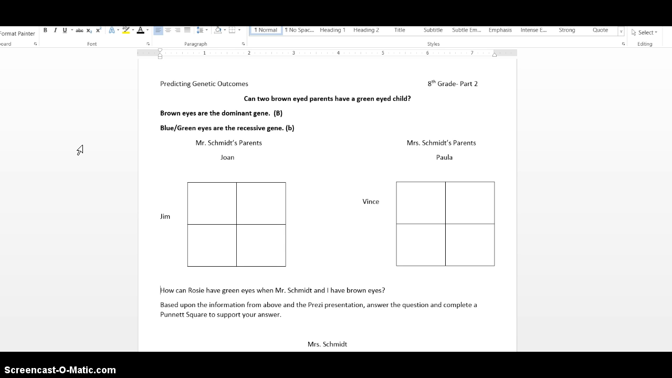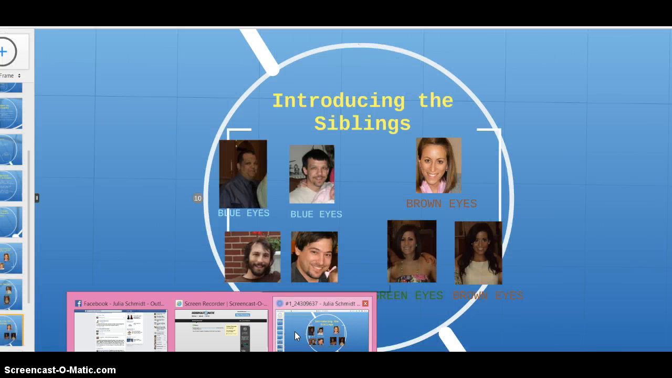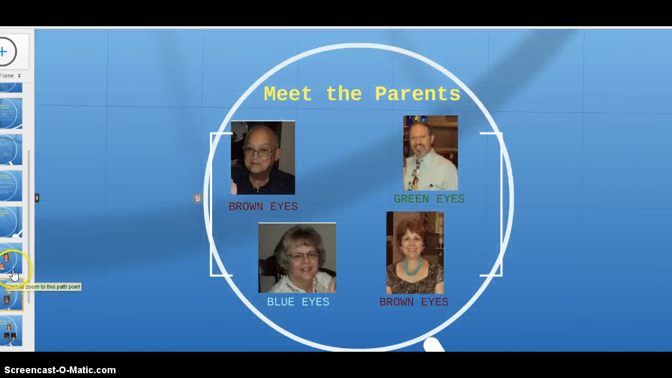So first off, we're going to focus on my husband's family. And this is going to be the Punnett square you're going to use for them. So let's go back to the Prezi and take a look at my husband's parents. Okay, so Jim has brown eyes and Joan has blue eyes.